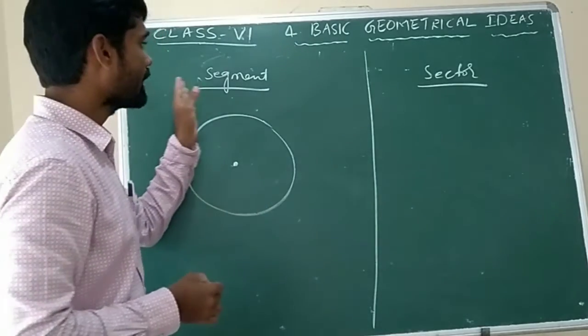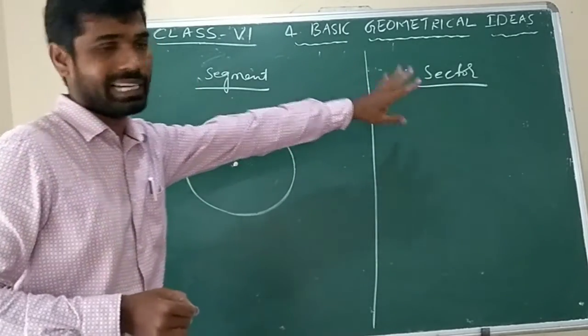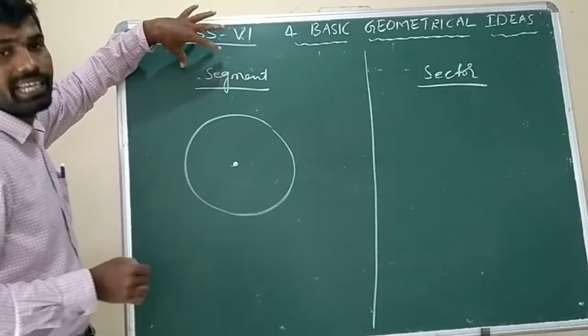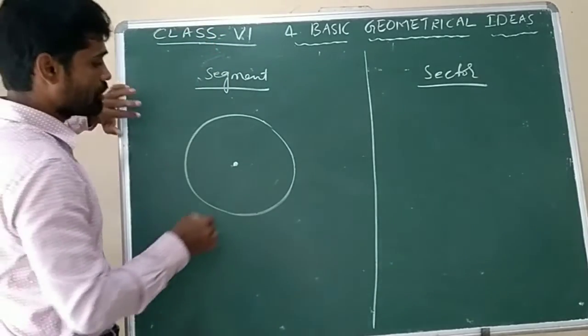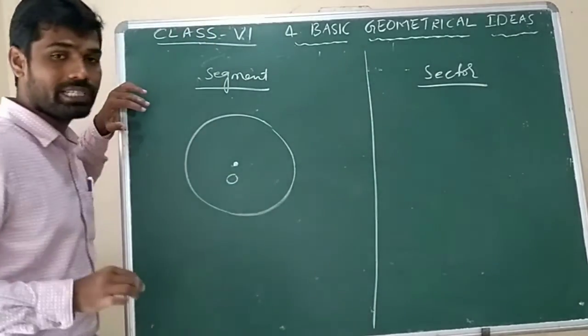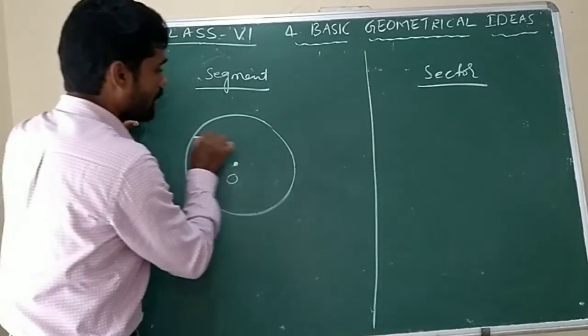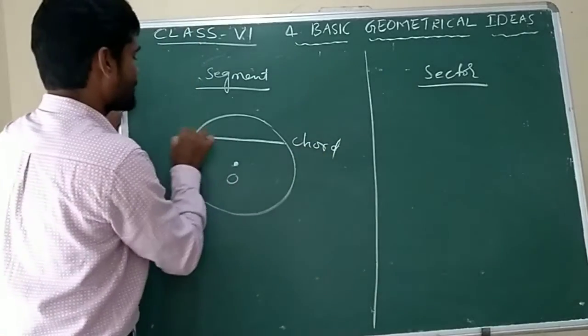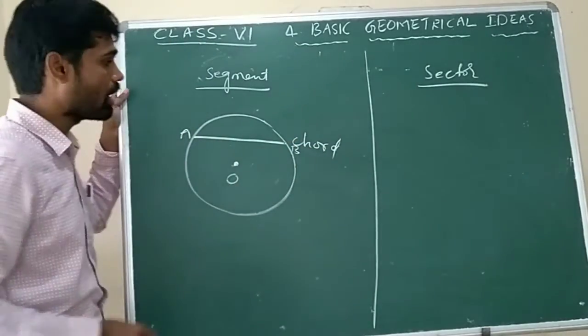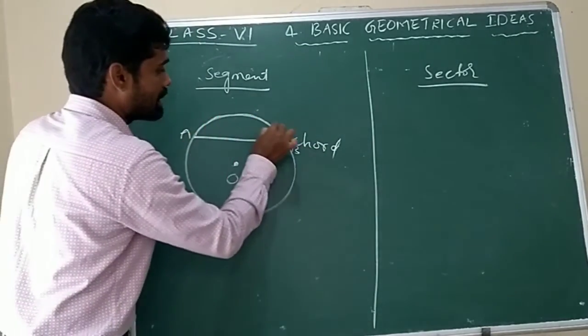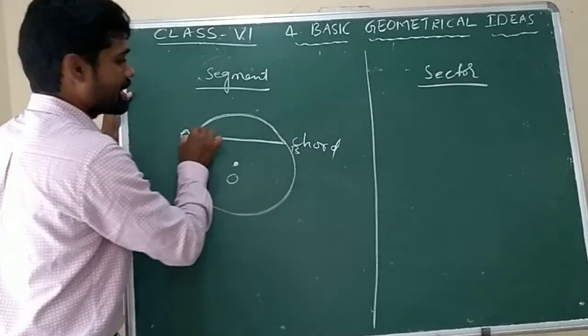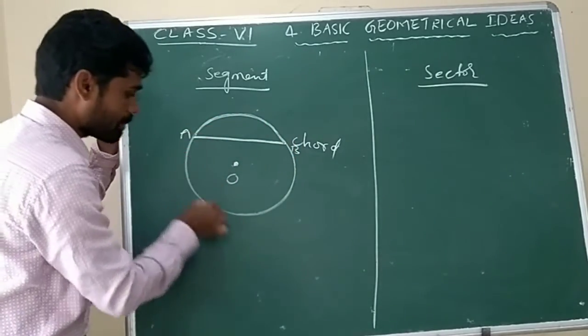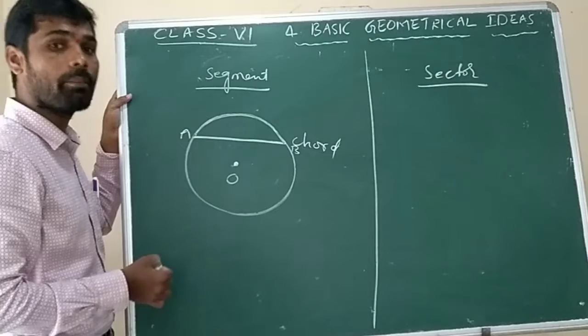Here let us learn about segment and sector. First of all, let us learn the segment. So what is a segment? Just now we know very well O is the center, and we have drawn one chord. For example, AB is a chord, and this is an arc. This is smaller, so we call it the minor arc. This is the bigger one, so it is called the major arc.